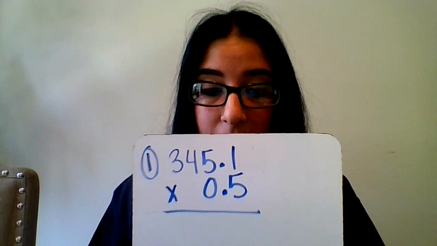So I will let everybody pause the video right now. Go ahead and get your packets and get a piece of paper, a pencil, whatever you need to be able to write this down, and we'll go ahead and solve it together. Okay, so I will start with number 1, and it says 345.1 times 0.5. Okay, so I'm going to show you how your paper should look as it's set up.